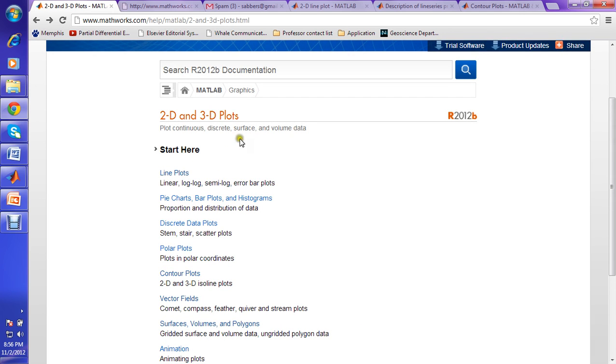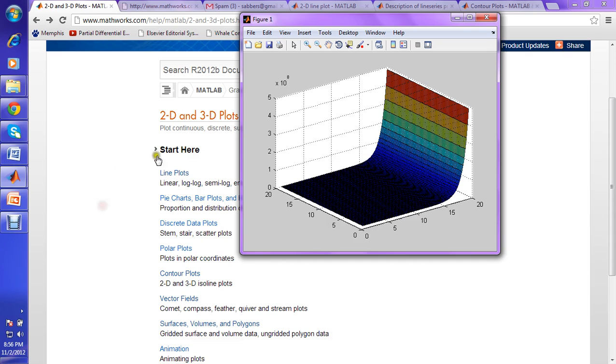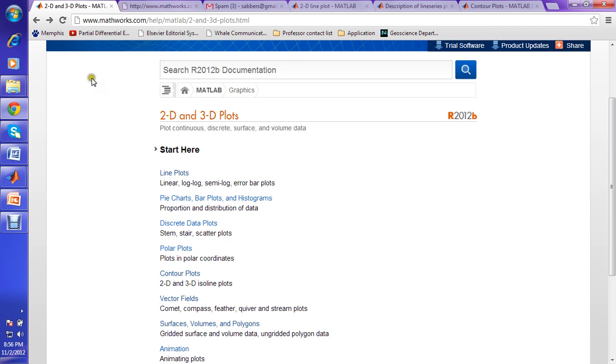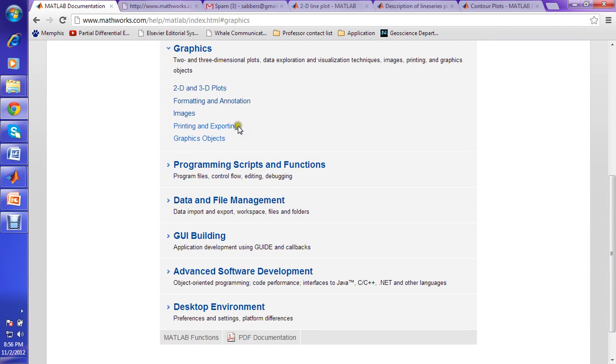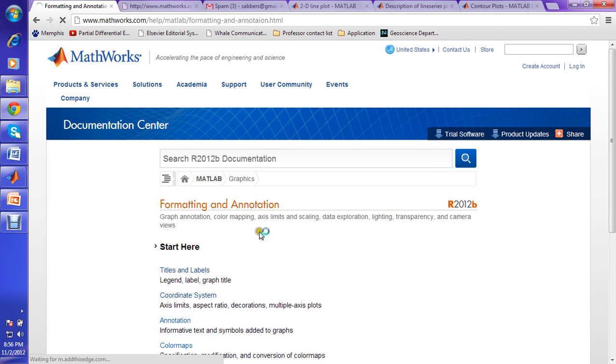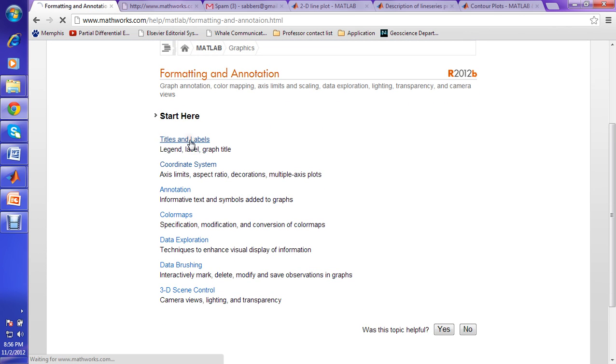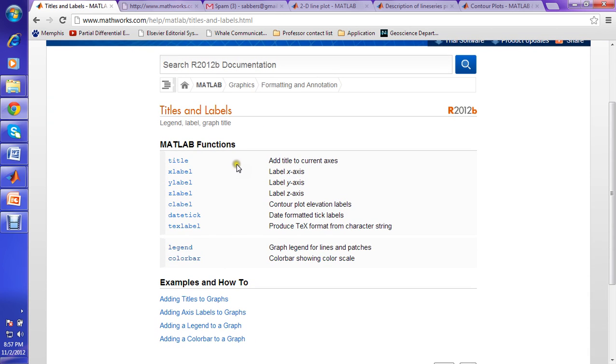Another thing we must know is what the x-axis, y-axis, and z-axis are. We have other functions for that, for x-axis labeling and y-axis labeling. Let's go back to graphics, formatting and annotation. That means how we can represent our title, labels, coordinate system, and axis limits. This is the title function, then xlabel, ylabel, and zlabel.